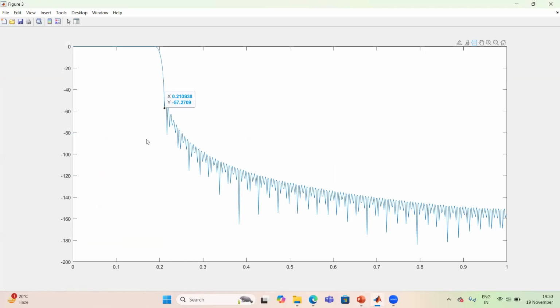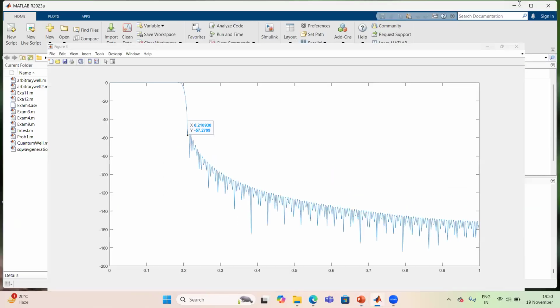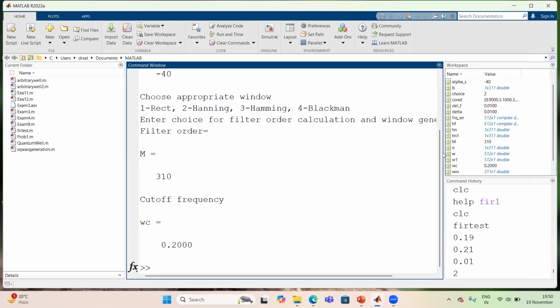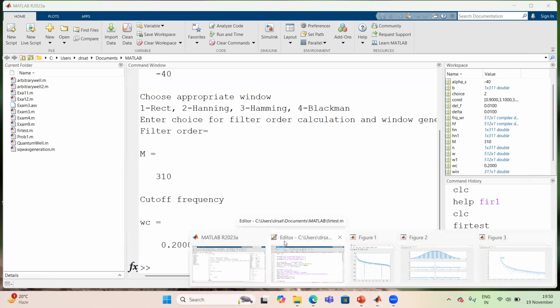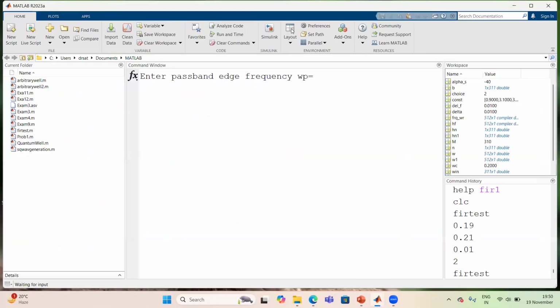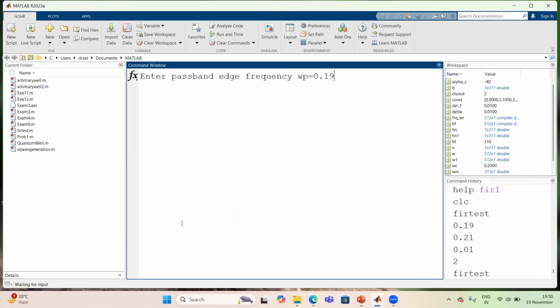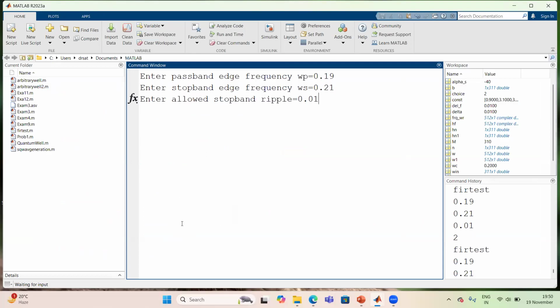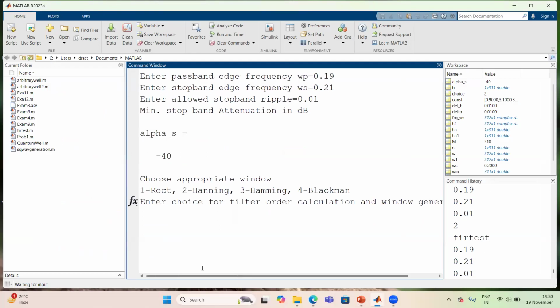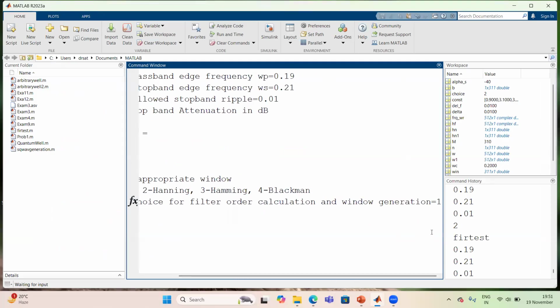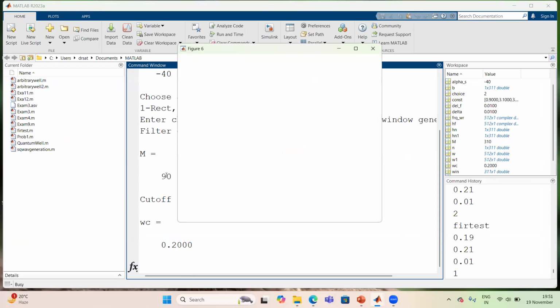Now, suppose I had taken a rectangular window instead of this Hanning window, what will be the result? Let's run this code again. Next time we are going to choose 0.19, then 0.21, then this value is 0.01. If you execute it, it was coming as minus 40 dB. So now let's choose rectangular window. Here you just have to give this value equal to 1. If you do that, this m value is coming out to be 90.